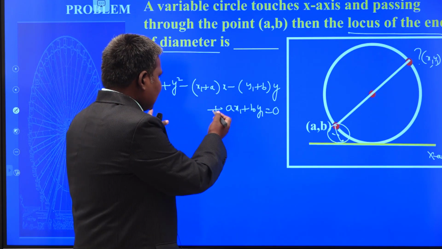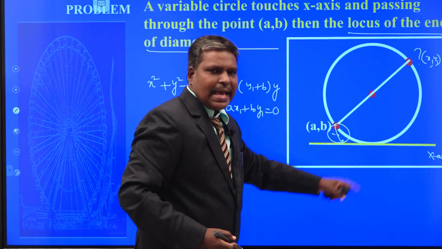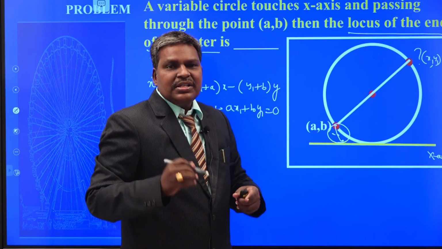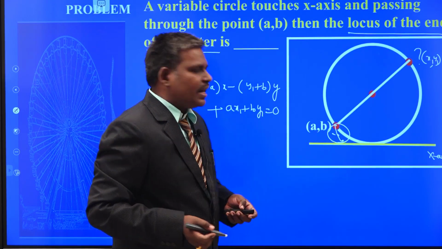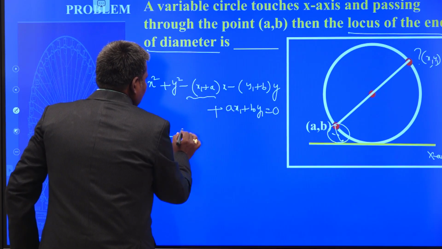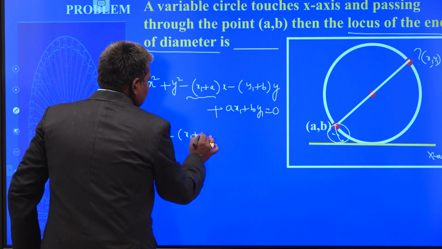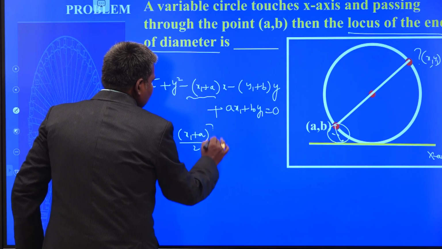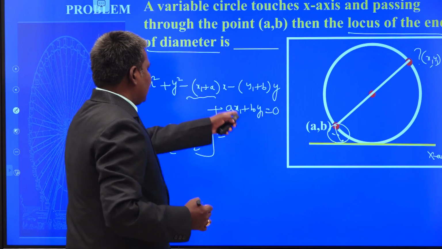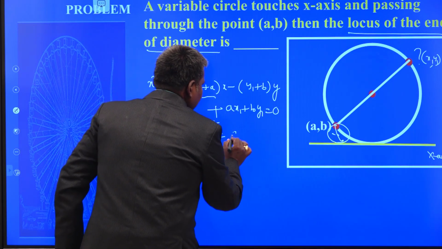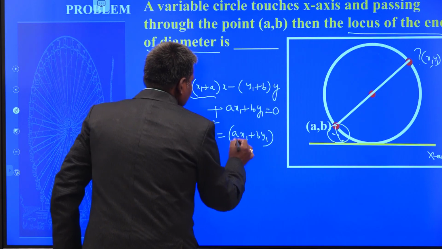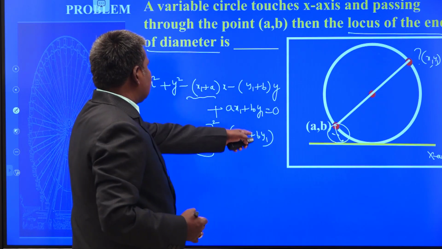What is the role of the circle now? This touches the x-axis. Your circle touches the x-axis, which means g square equal to c. That is your condition. What is g? Half of the x coefficient. That means minus of (x1 plus a) by 2 whole square is equal to the constant ax1 plus by1. G square is equal to c.